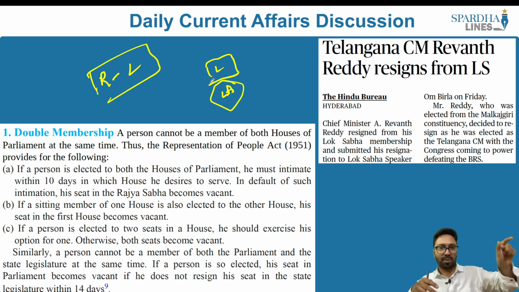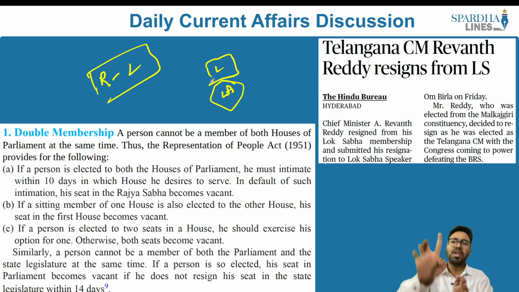So he is a member of the parliament, he is a member of the legislature. Within parliament, he is a member of the Lok Sabha and Rajya Sabha. So in this case, he has double membership, which is not allowed as per the Representation of the People's Act of 1951, which is why he has to resign from one of the houses and ultimately be part of only one house. That is what is called double membership.